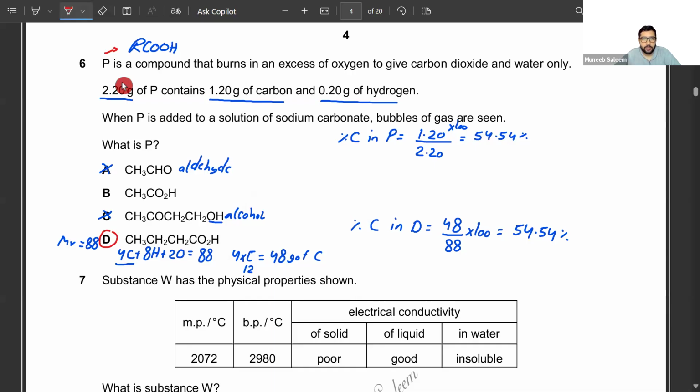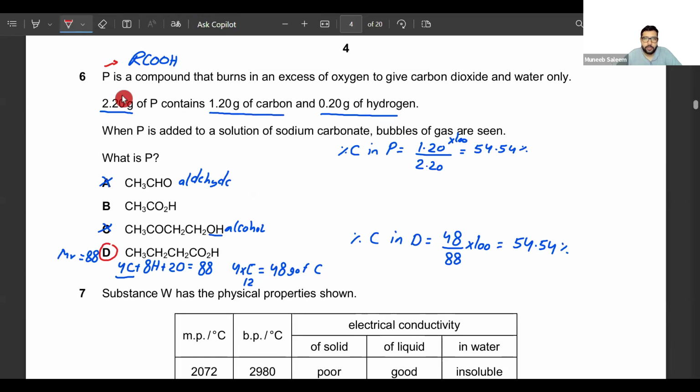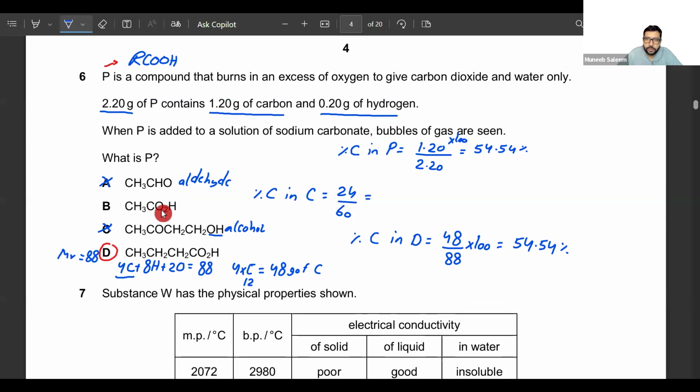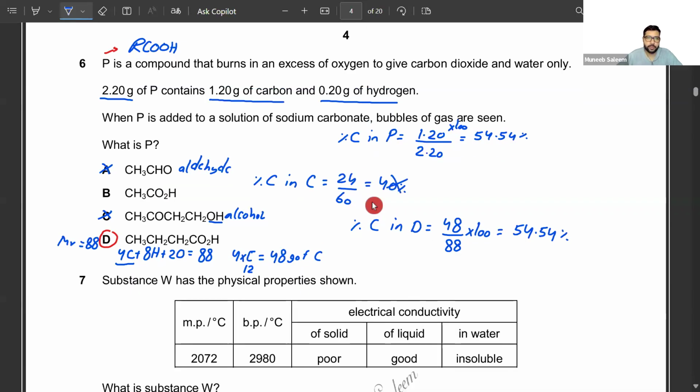You can also confirm your answer by doing the calculations for the other compound, and when you do, you will see that percentage carbon in the compound ethanoic acid, in C, will be, the mass will be 24, and the Mr value of that compound will be 60, and that percentage will be equivalent to 40%. So that's not equivalent to the 54.54%. That's why D is the correct answer.